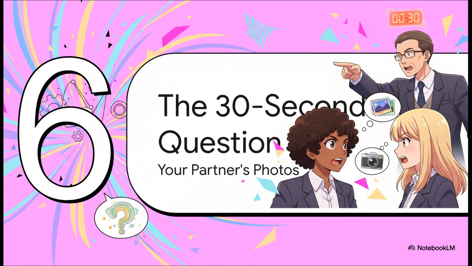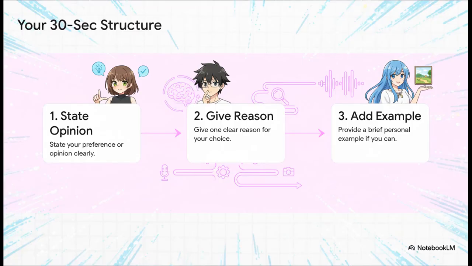Okay, but you're not quite done with part 2 after your minute is up. There's one last little step. After your partner has their turn, the examiner will turn back to you and ask a very short 30-second follow-up question about their photos. And for that, you need a simple, direct structure. Just state your opinion or preference, give one clear reason why, and if you have time, add a quick personal example. That's it. Short, sharp, and perfectly effective.